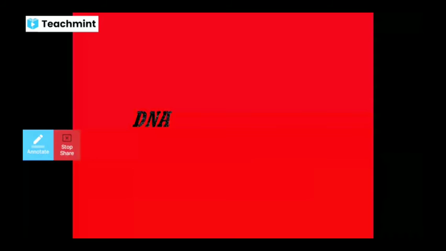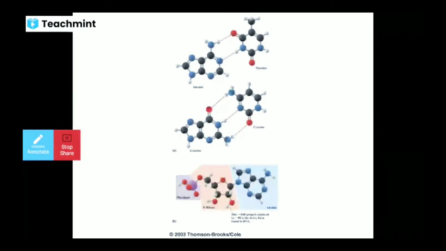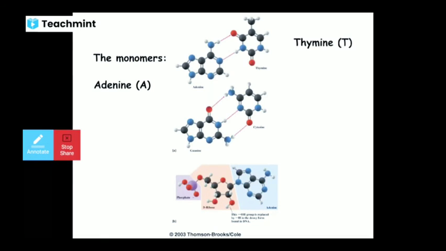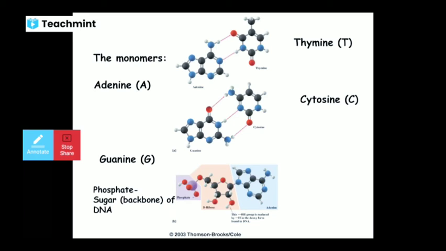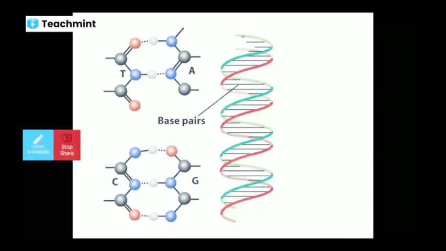As a biological polymerization, we take DNA first. These are the structures of DNA as a visualization. The monomers are adenine, thymine, guanine, cytosine. The phosphate sugar is the backbone of DNA. Base pairs are between the strands of the DNA.